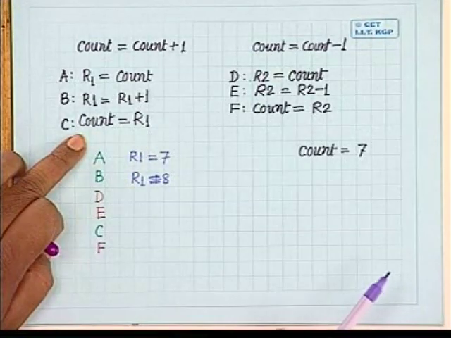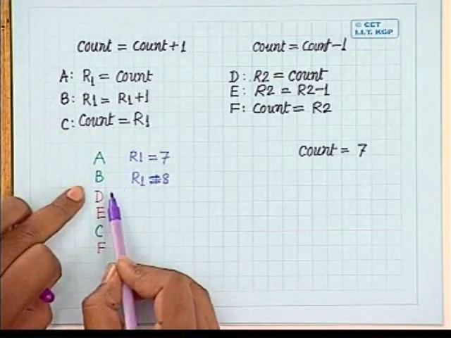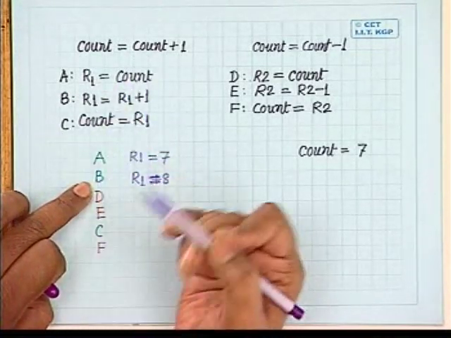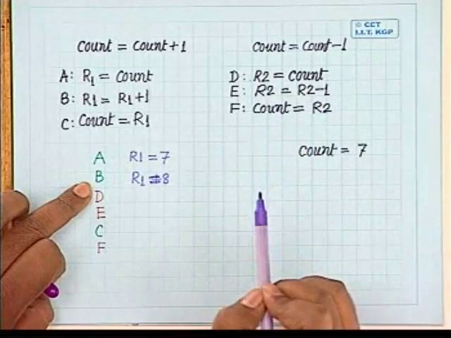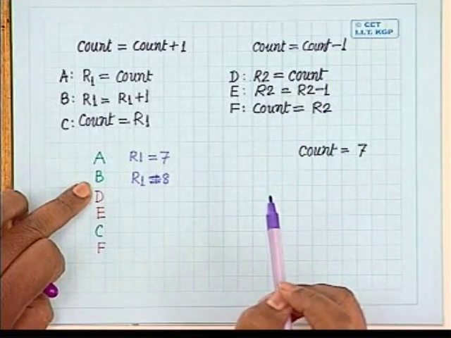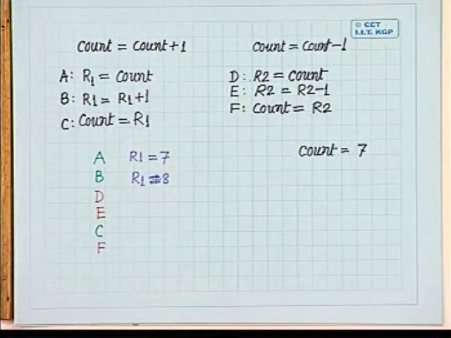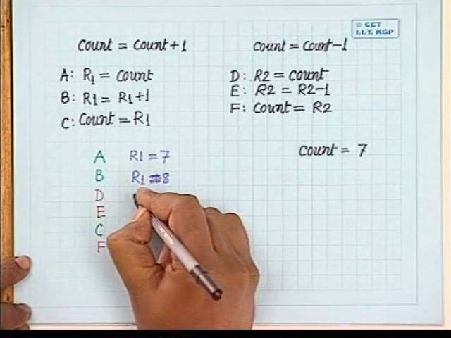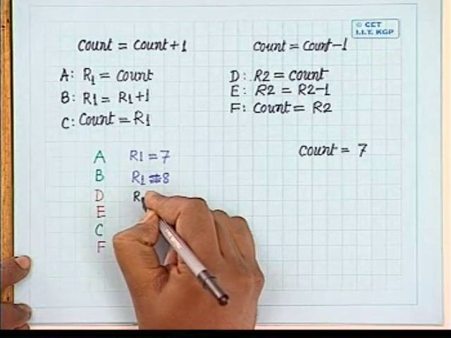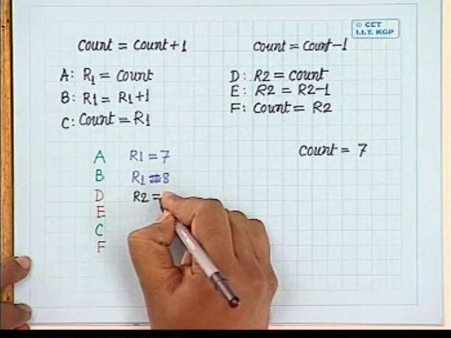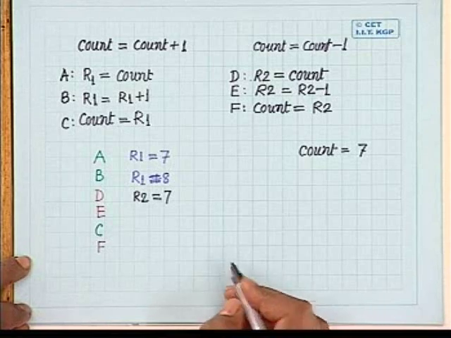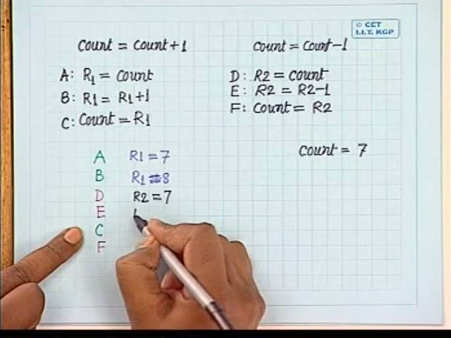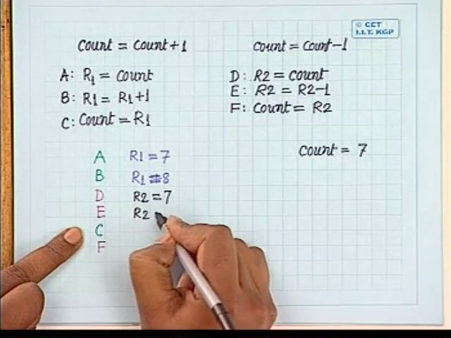Okay. So at this point, we have a rescheduling when the producer process is terminated and the consumer process starts execution. So here, the value of R2 will also be 7 because count is still 7. Then in E, R2 is decremented by 1, so R2 becomes 6.